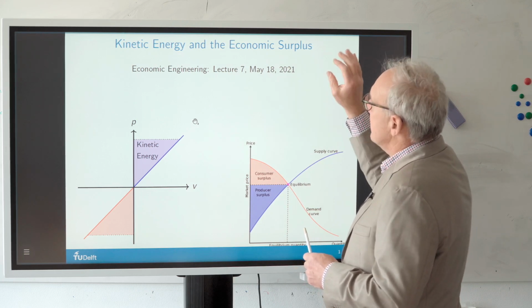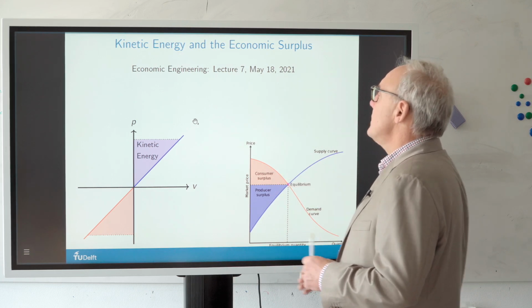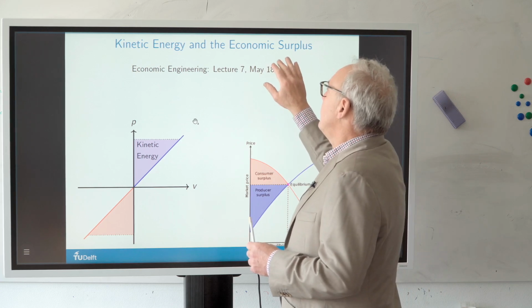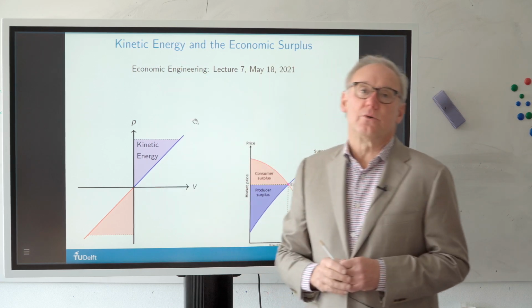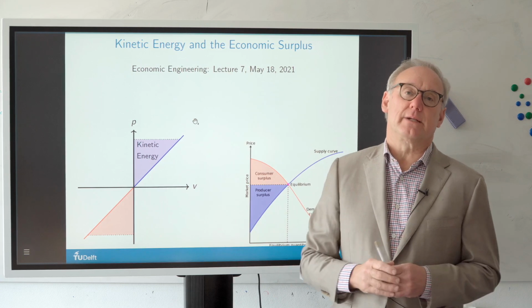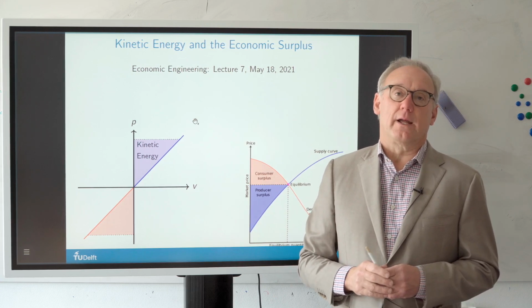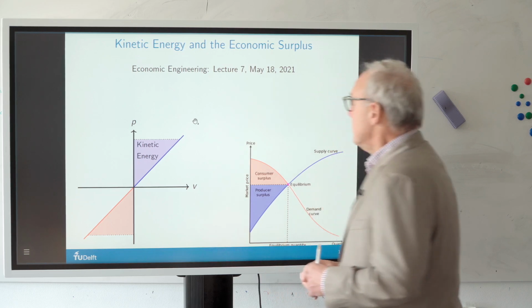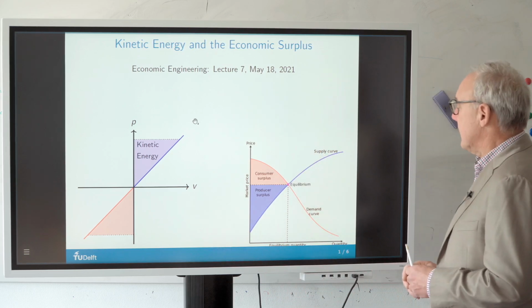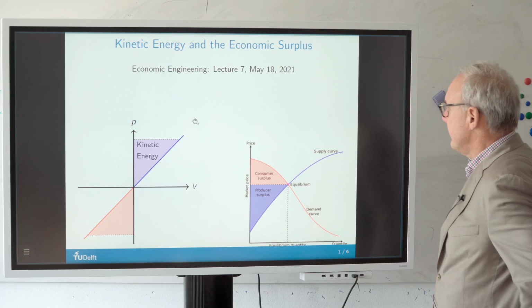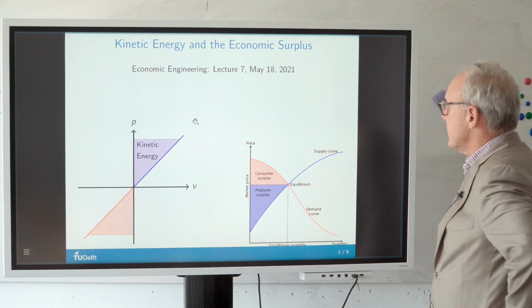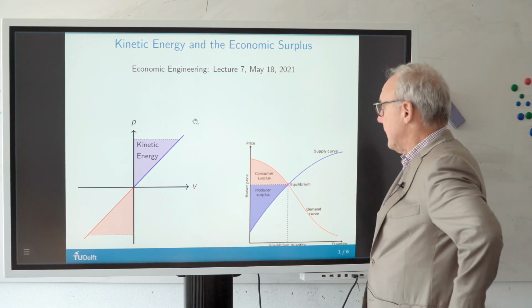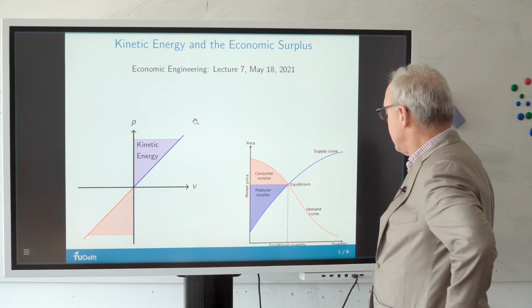What this lecture is going to be about is that we're now in a position to show you that the economic surplus is analogous to what is called the kinetic energy in mechanics. Okay, and this little graphic here is sort of a summary of what's going on. This one I just got from Wikipedia. You can look it up yourself.